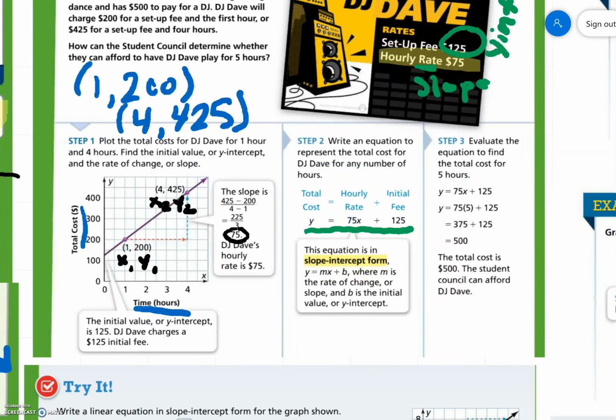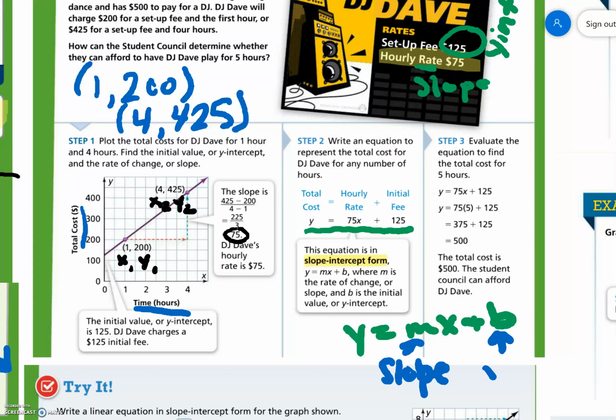Let's write this down. Y equals mx plus b. We already talked about m is always the slope. And b is now the y-intercept. It always goes in that order. So this is called slope-intercept form. This is one of your vocab words. Y equals mx plus b, where m is the rate of change, or the slope, and b is the initial value, or the y-intercept. Initial value, the start value.